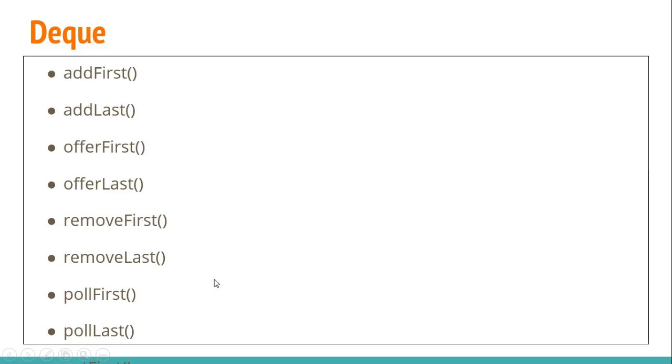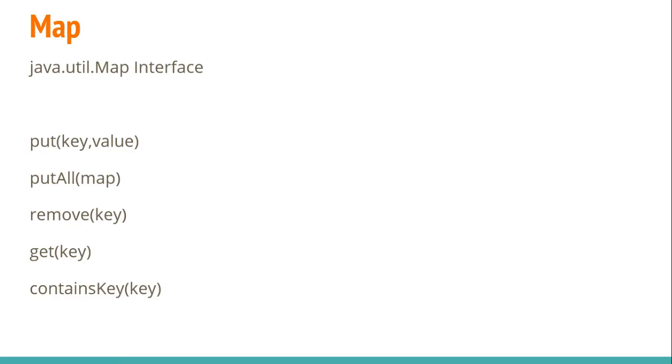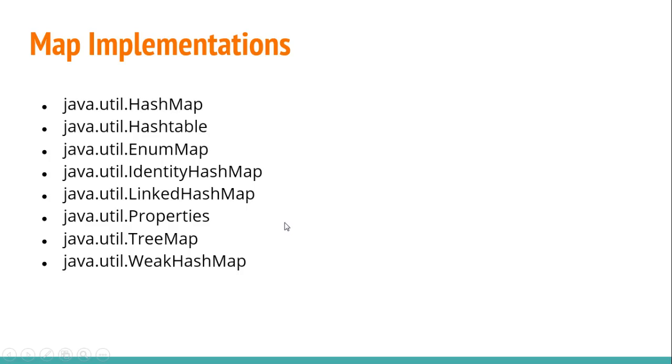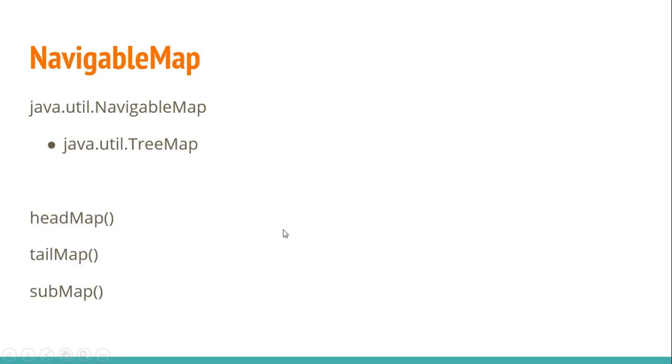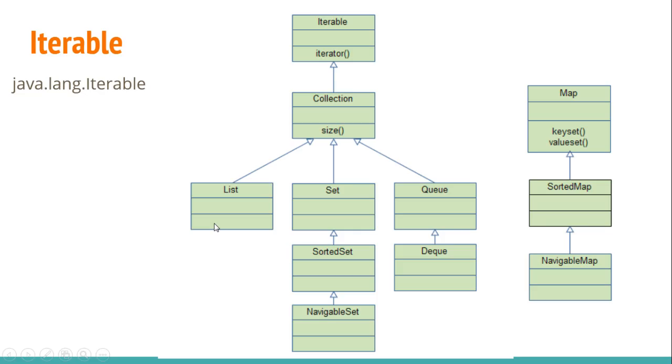Then we moved on to the methods, and finally yesterday we talked about the Map interface, all the methods that are used to access the values of the map, and then the map implementations, right? SortedMap and NavigableMap. Again, NavigableMap does the same thing. The SortedMap sorts the map, and NavigableMap gives you a subset of the map to work on, based on certain conditions. So we have headMap, tailMap, subMap, etc. Now moving on to iterable.